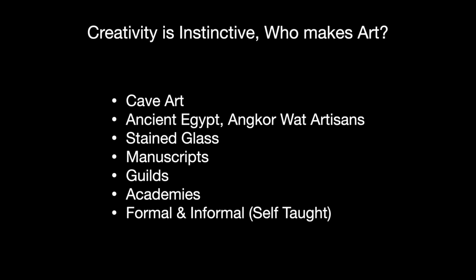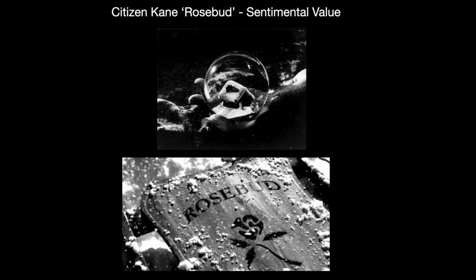The guild system like the Renaissance, painting, sculpture, drawing. Academies that have passed down certain formal analysis as to how to make art. And then the formal, some kind of schooling, and the informal, the self-taught. All this is valid forms of people making art. Let's talk about value a little bit.